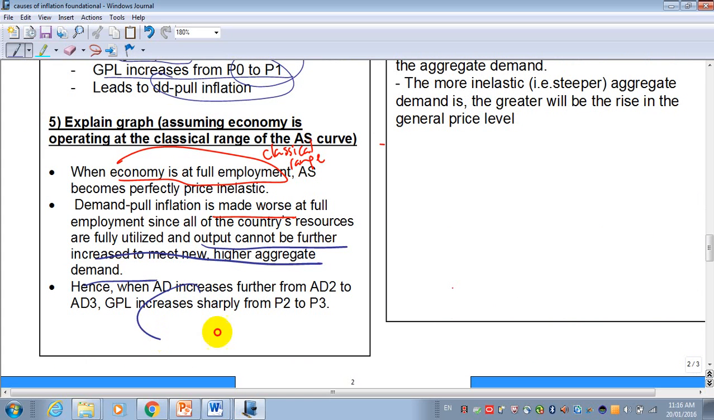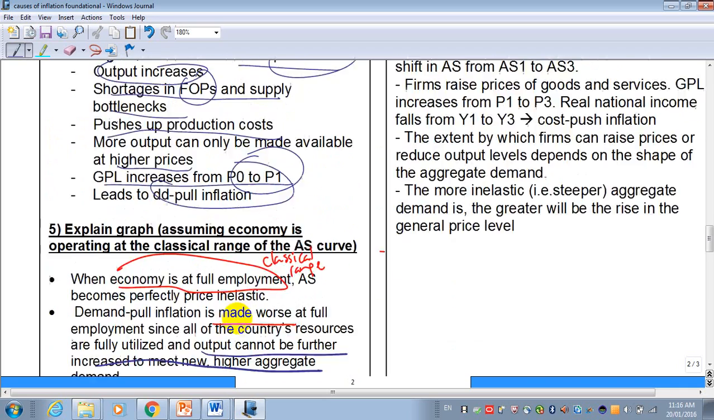It increases sharply. Alright, if at any point in time you need to stop the video, you stop the video to copy down. Okay?